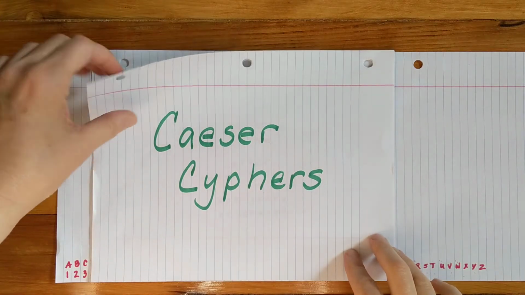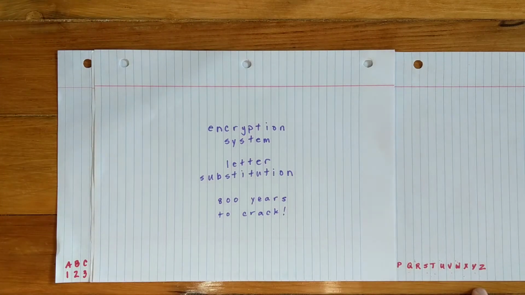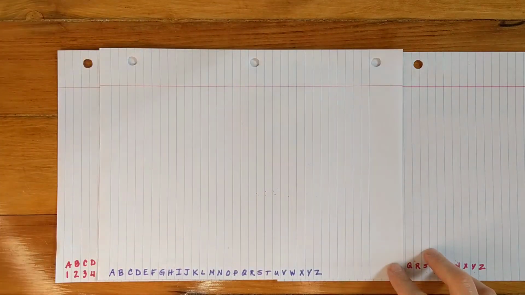Caesar ciphers are an encryption system using letter substitution that took 800 years to crack. The Roman historian Sophonius tells us that Caesar himself used them to keep all of his correspondence private. So how do you do it?